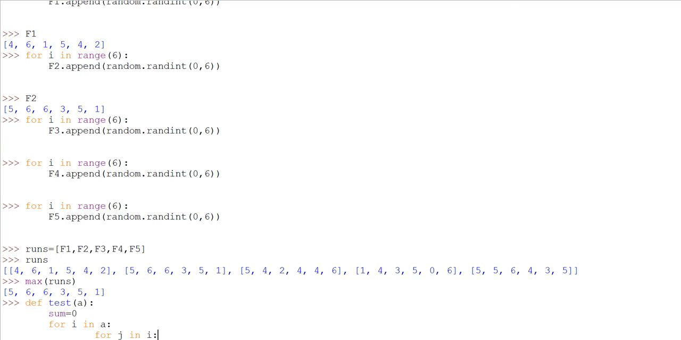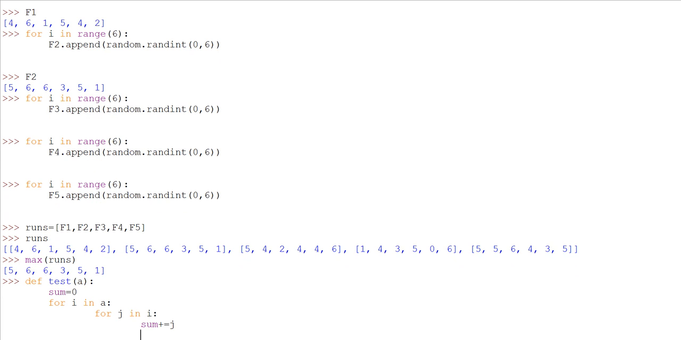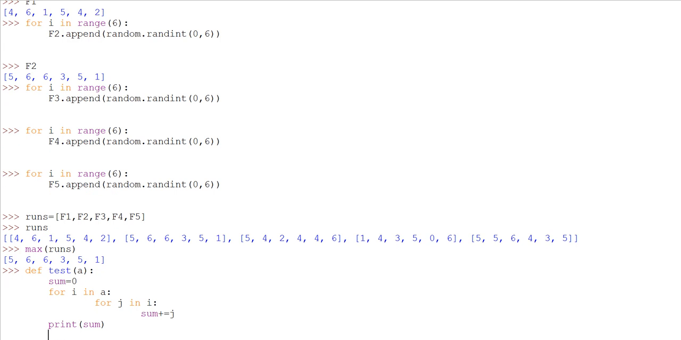Now what is happening? Since sum was initially 0, we can write sum plus equals j. So sum will accumulate the total of all the runs. At this point we can actually print sum. If I want only the sum, then this is fine.